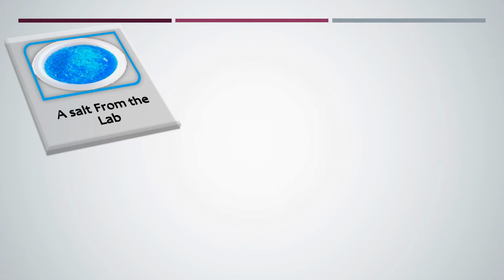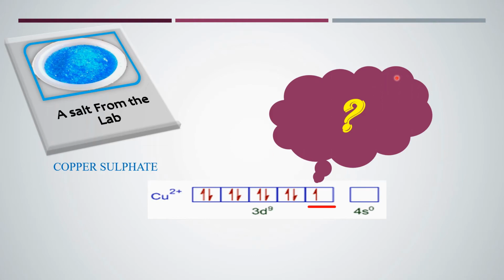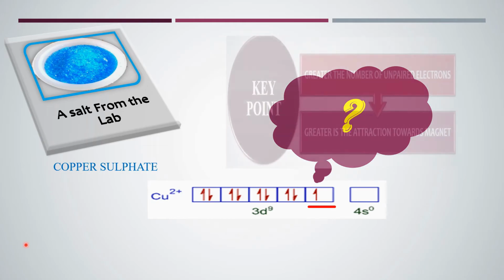This blue salt you often use in your lab is copper sulfate. In copper sulfate, copper ion is in plus 2 oxidation state, and copper plus 2 ion has 1 unpaired electron in its orbital. Now think out yourself whether it is paramagnetic, diamagnetic or ferromagnetic, and here is the hint.